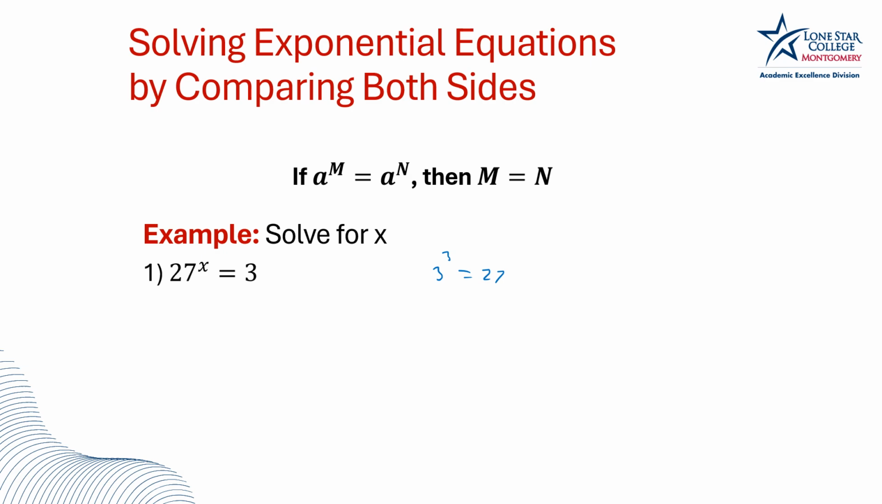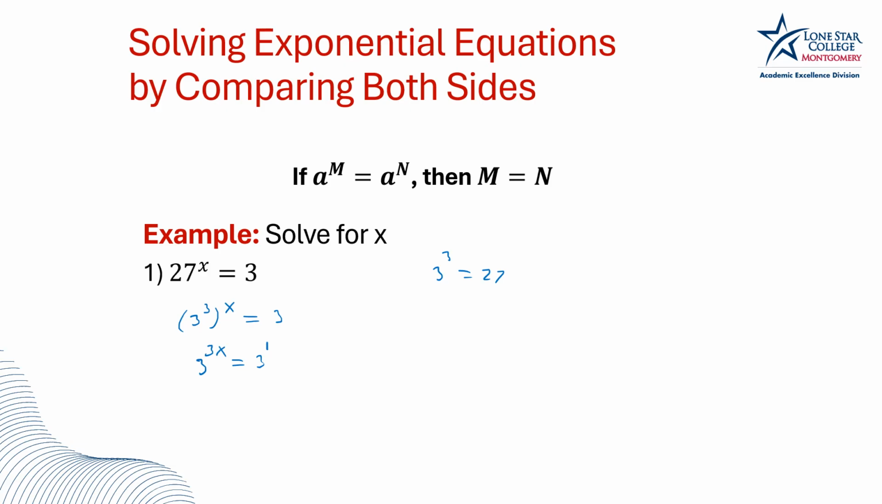So therefore, we can replace the left-hand side here, 27 to the x, with 3 to the third raised to the x equals 3. Now, when you raise a power to a power on the left side, according to exponent rules, we just multiply. So we have 3 to the 3x equals 3. And then 3 can actually be written as 3 to the 1. So now we've written the left-hand side and the right-hand side in exponential form.